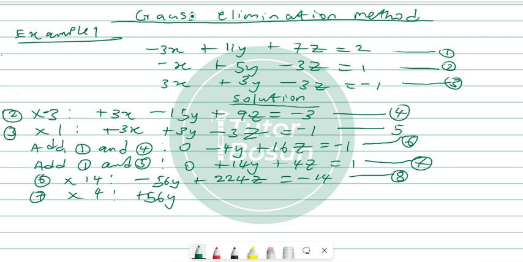You just need to check the sign at the front of each coefficient. Then you see which one will be easier: multiplying by minus something or multiplying by plus something. Which one will be easier to eliminate?